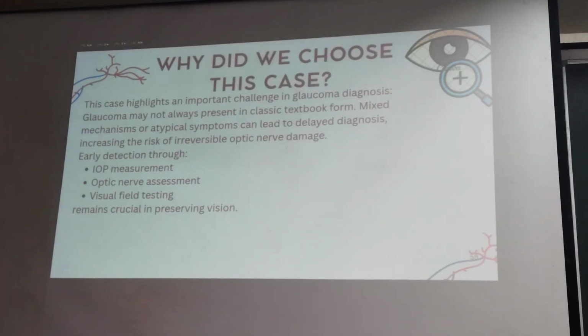Coming to why we chose this case, in the future when we learn about glaucoma and its types, it is most likely that we'll only learn about the pure cases of glaucoma. However, in the field in real life, there may be cases of mixed mechanism glaucoma which can be a bit harder to diagnose. And if we miss the diagnosis, for example, in this case, had we missed the intermittent progression of the angle closure glaucoma, the patient would have suffered from complete or partial visual field loss, which we definitely do not want.